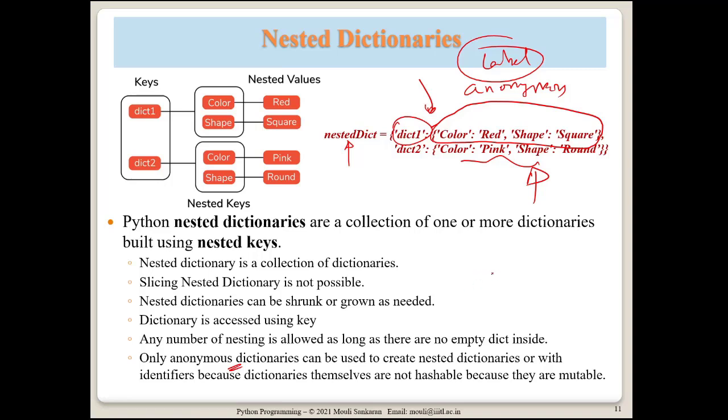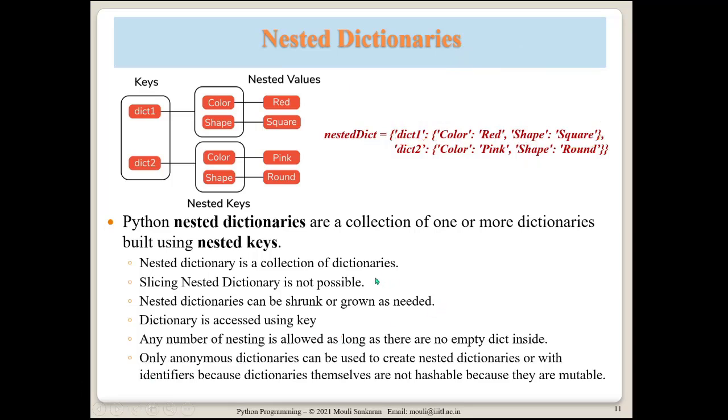You create an anonymous object, which is popular in C++ also. Similarly, you can create a nested dictionary using anonymous dictionaries. Or you can also create a label, right? Identifier, label or identifier, both are the same. So instead of this, I can assign it to maybe a red square dictionary, and then I assign this dictionary and mention this label while creating a nested dictionary. I can also create a nested dictionary using a label, so that is also allowed.